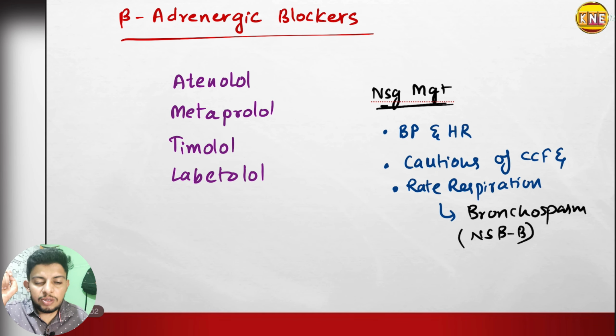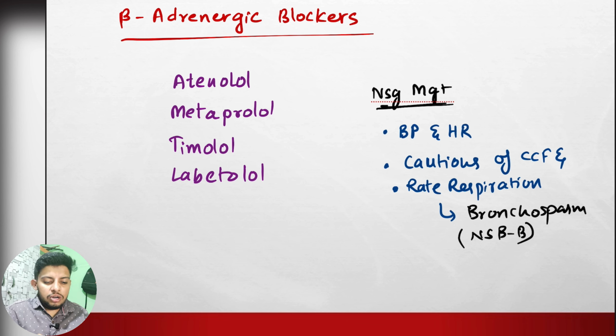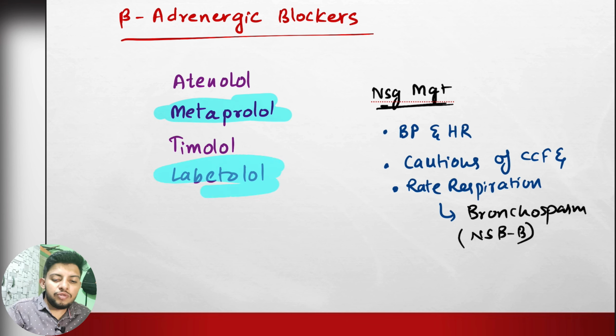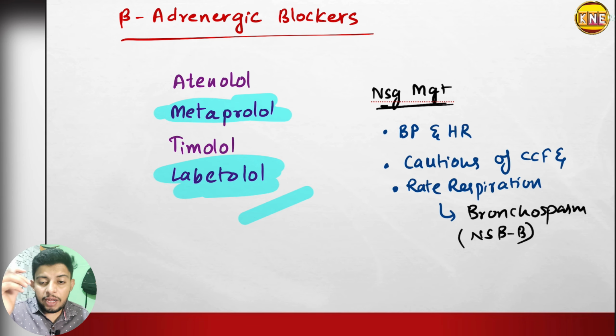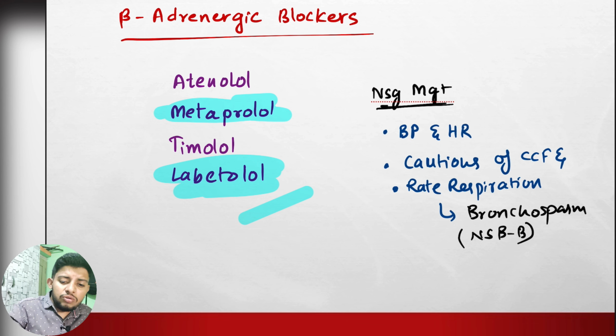Next, beta adrenergic blockers. In this the drugs end in -lol, as I said, okay. So atenolol, metoprolol, timolol, labetalol. Always remember, metoprolol is the drug of choice for angina pectoris, and labetalol is the drug of choice for hypertension in pregnancy, okay. If there is pregnancy-induced hypertension like eclampsia or pre-eclampsia, or gestational hypertension, whatever the type of hypertension in pregnancy, you have to give labetalol, and that is the drug of choice for pregnant women who have hypertension, okay.